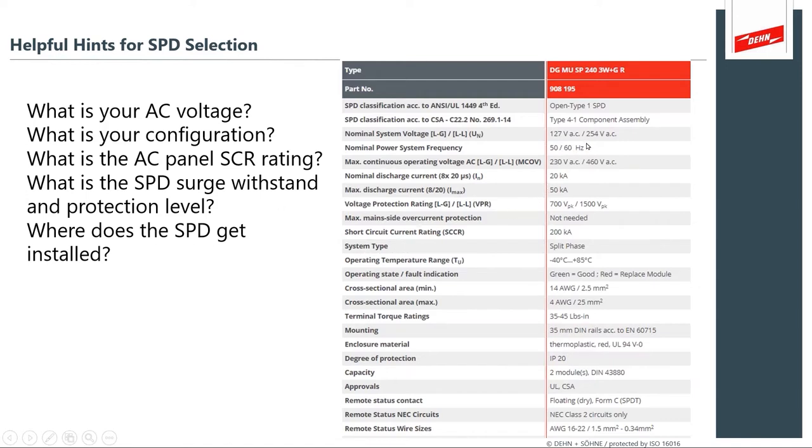Is it inside of the load center? Is it adjacent to it? Is it directly on the DIN rail bus bar? These are the questions that you need to understand so that you can properly select your AC power surge protection.